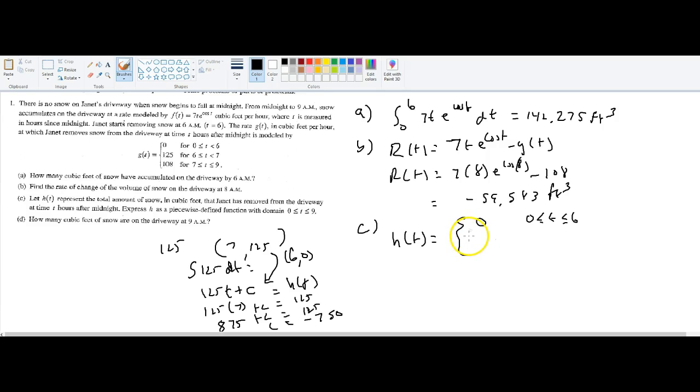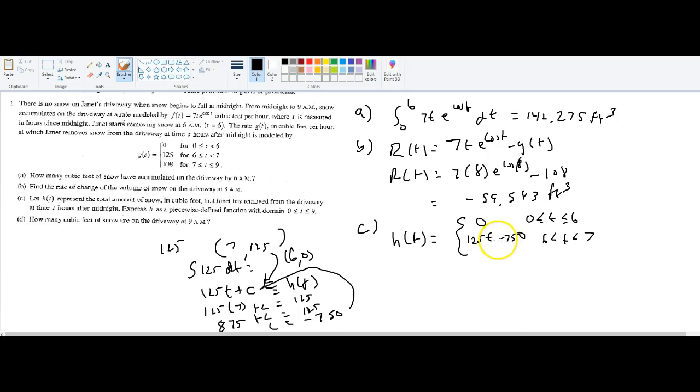So she should have 125t minus 750, right? Plugging this back in for the constant, okay? And that should be between 6 and 7. At 7, she's going to suddenly change her rate again. So we're going to have to deal with that in just a second.